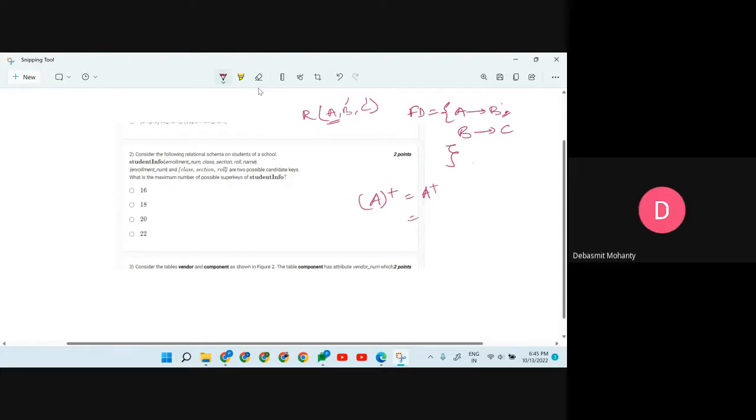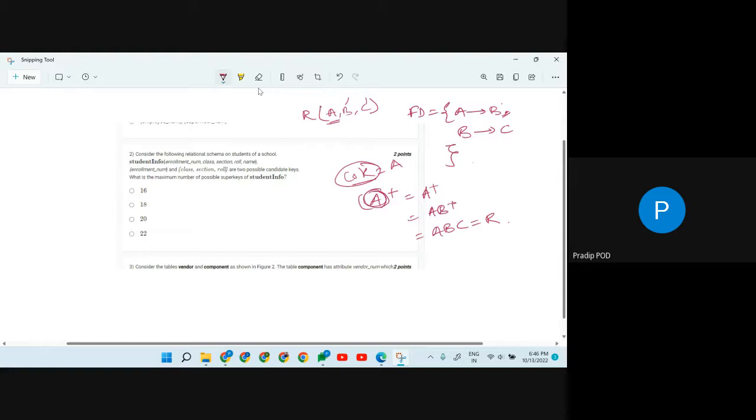Please, anyone? AB, and then ABC. That is equal to R, right? So this is your candidate key. Only one candidate key here. A is your candidate key. Any other candidate key possible here? Not here, given the FD. If we change the FD, maybe. Yeah, if I change the FD, then yes.